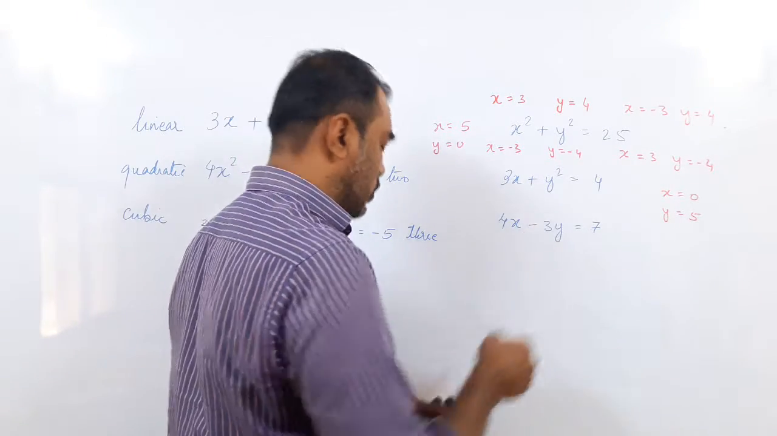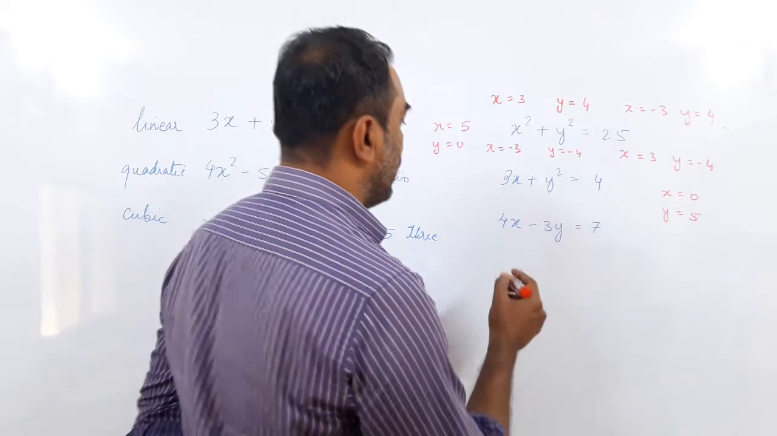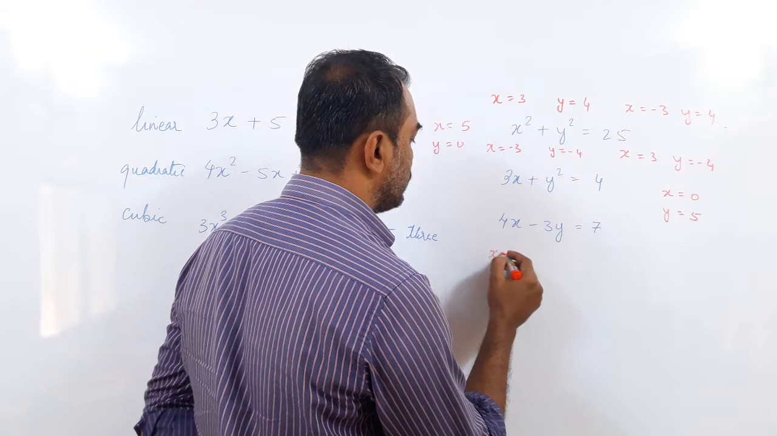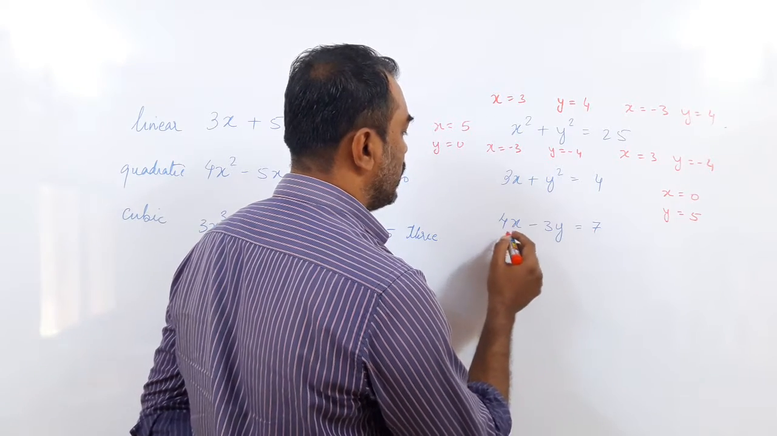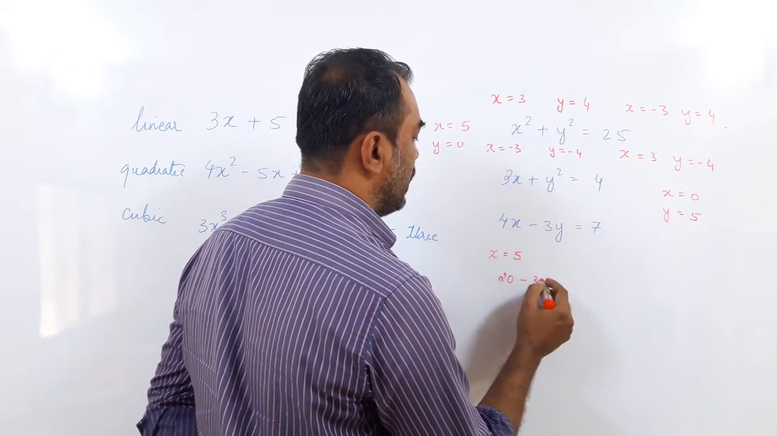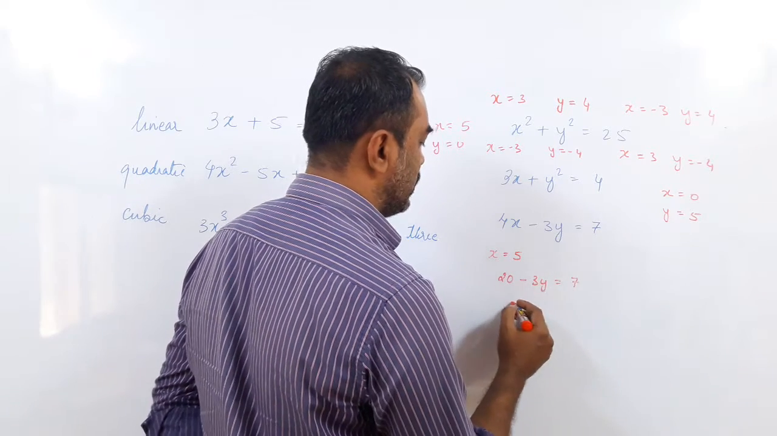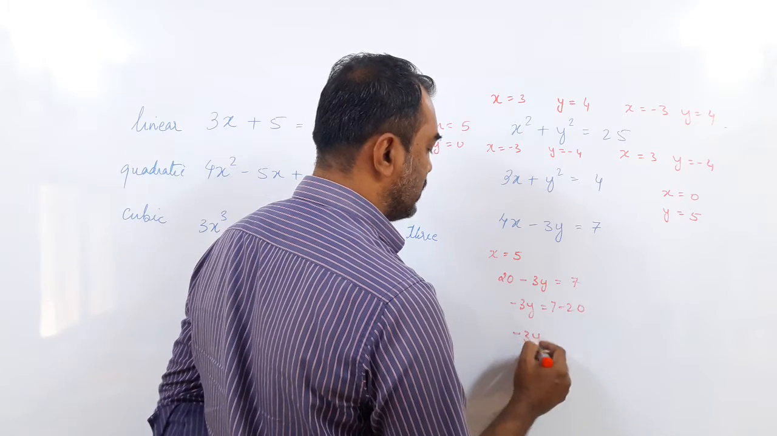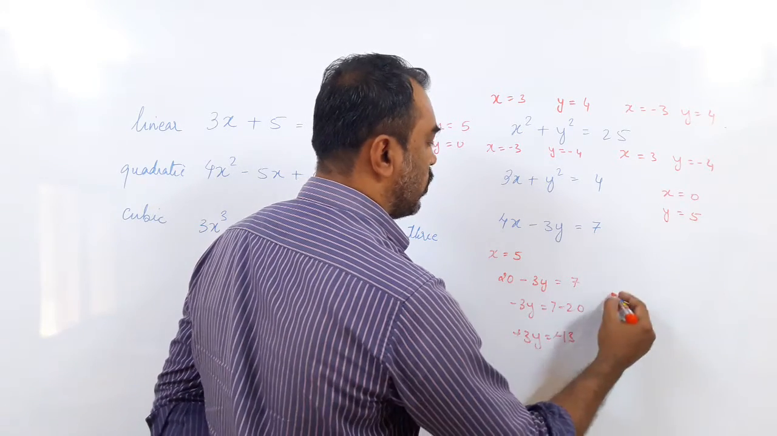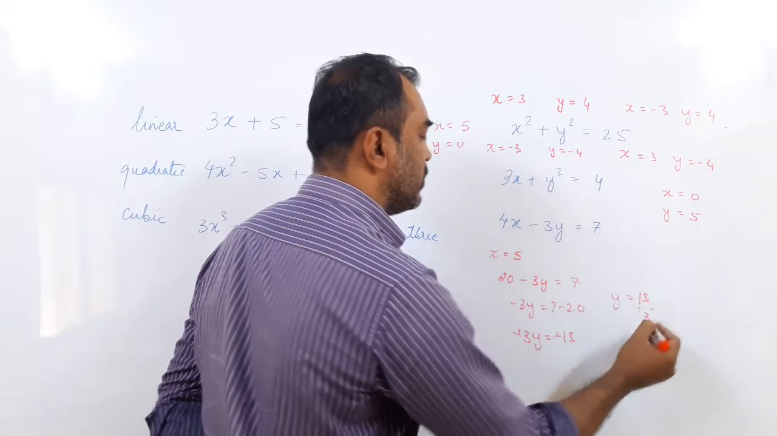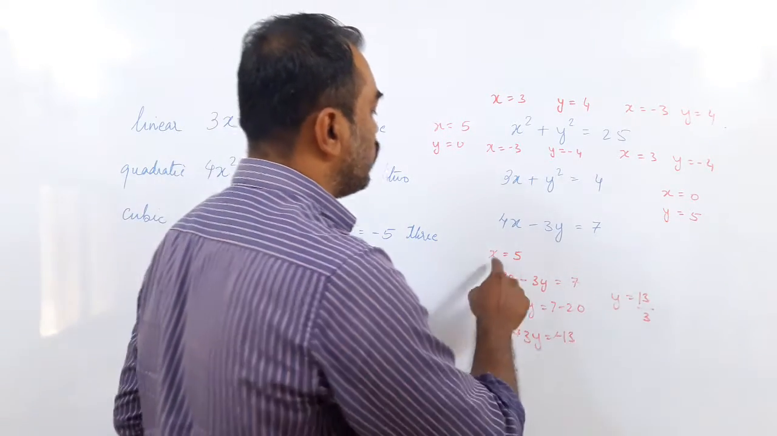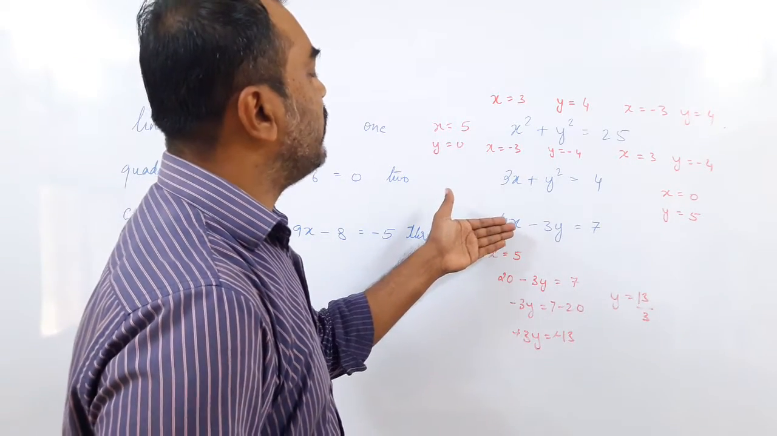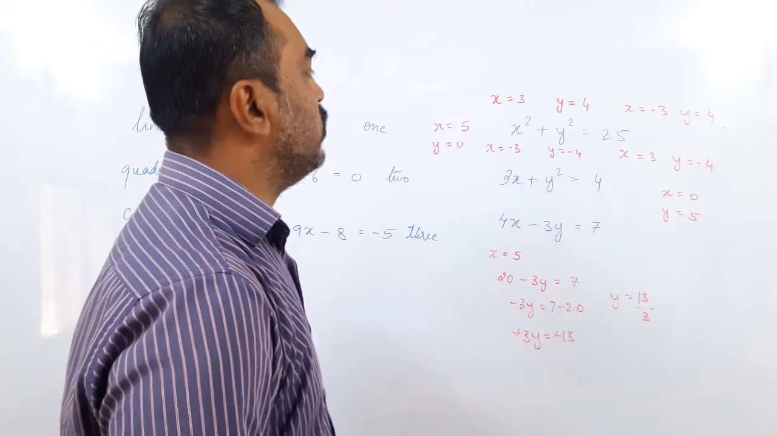The same applies for this also. For example, if I take x equal to say 5, so 4 fives are 20, 20 minus 3y becomes 7. So I can write minus 3y equal to 7 minus 20, or minus 3y equal to minus 13, or y equal to 13 upon 3. So when I put x equal to 5, I get y equal to 13 upon 3. So as I keep on changing the value of x, I get corresponding change in the value of y.